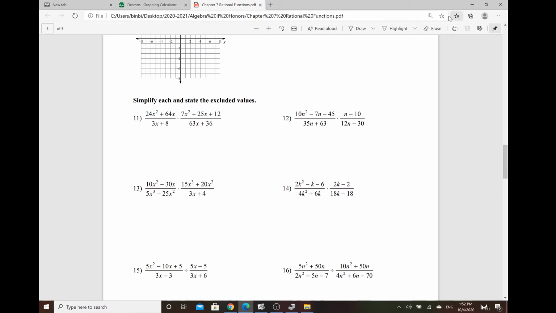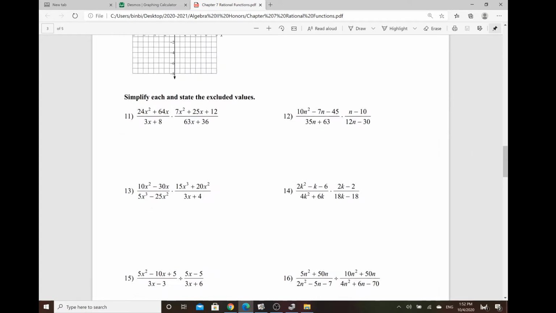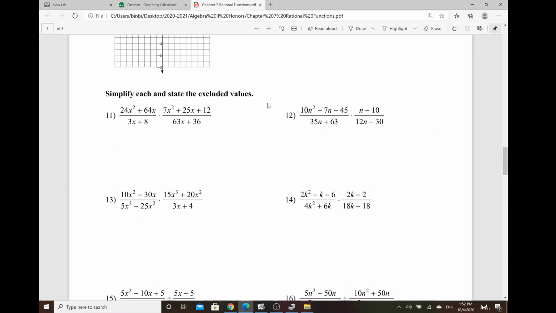So now let's look at number 12 here. We start off with the trinomial over the binomial, multiplied by another rational function with the binomial over the binomial. The first thing you want to do is factor all those trinomials and binomials. Let's start off with 10n squared minus 7n minus 45.